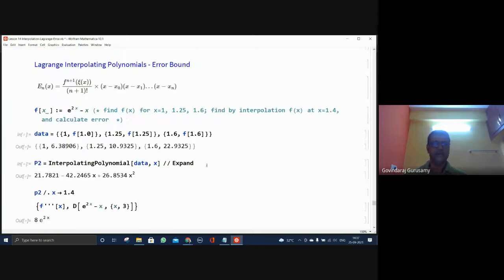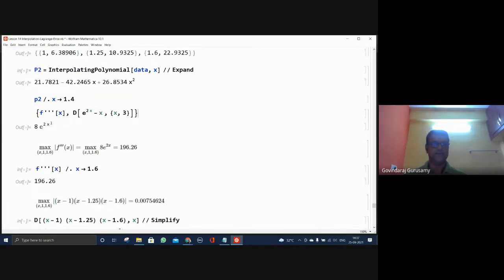So the next step: this has been found now. And what is the maximum value for that? x is lying between 1 and 1.6. If I substitute 1.6, this is the number that I will get for the maximum value. Otherwise, you can find the maximum value of this 8 into e power 2x by differentiating, equating to 0 and then substituting, but because it's an exponentially varying function, one can directly substitute x equal to 1.6, and this is the number that I'm able to get.